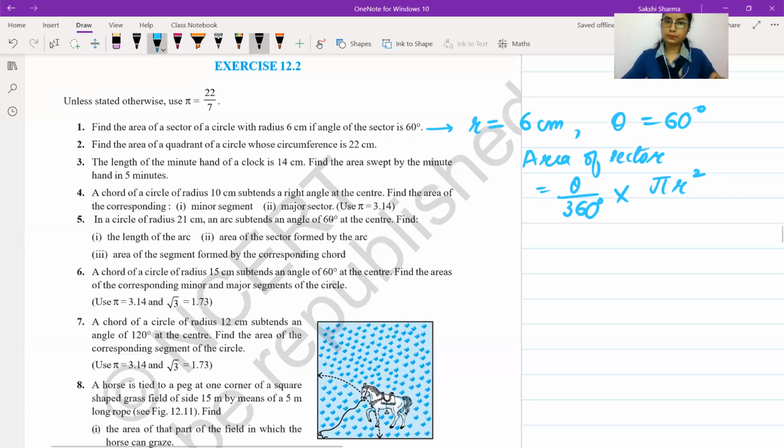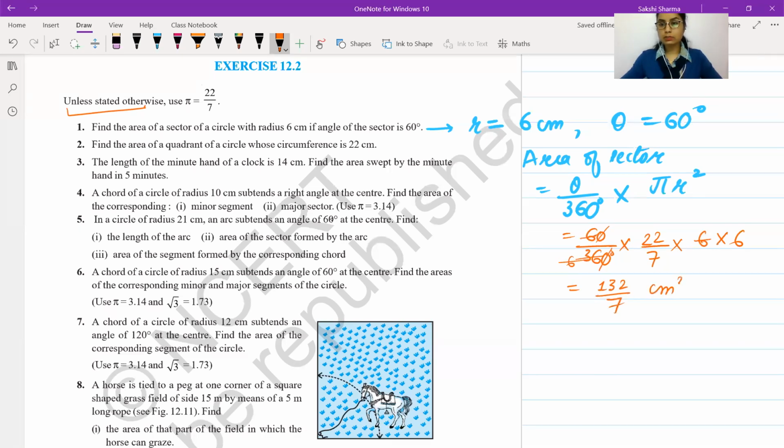This will be 60 by 360 degrees, the value of pi is to be used as 22 by 7 unless it's indicated that it's to be used as 3.14, radius square, and you just simplify your answer. And you can give the answers in fractions, no need to change it to decimals. It's completely okay if you keep the answers in fractions. So just simplifying, this will be 132 by 7 centimeter square.